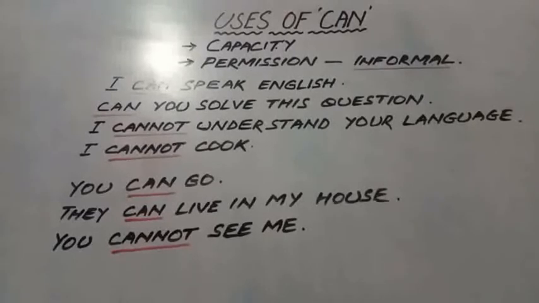It only became a negative sentence. By adding not, we changed the sentence to a negative sentence. It only shows the incapacity of the person. So what is it showing? It is showing the incapability of the person. I cannot understand your language. The person is incapable of understanding the language. So when not is used, it becomes a negative sentence.